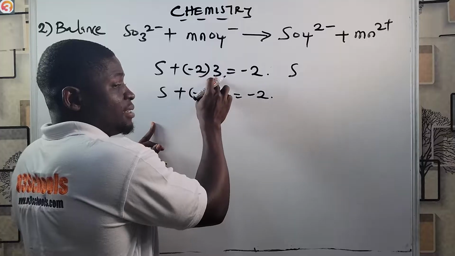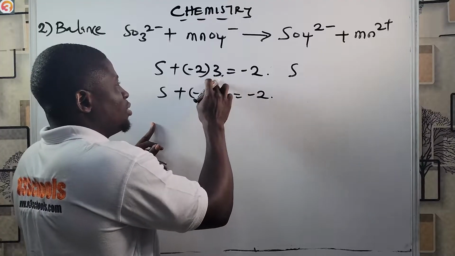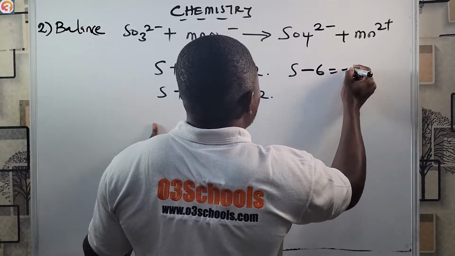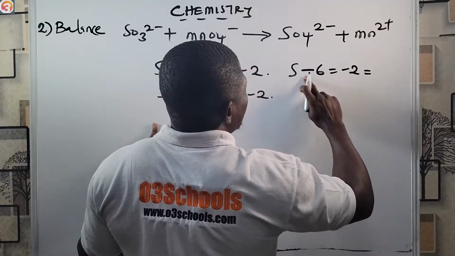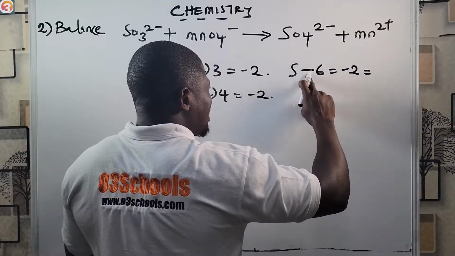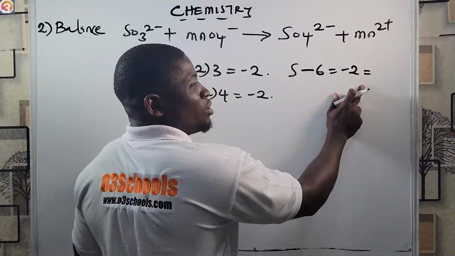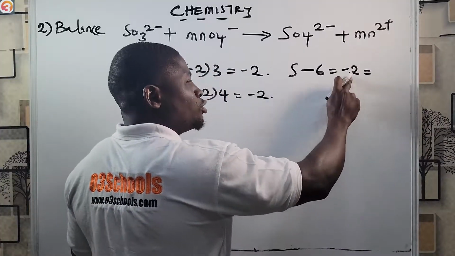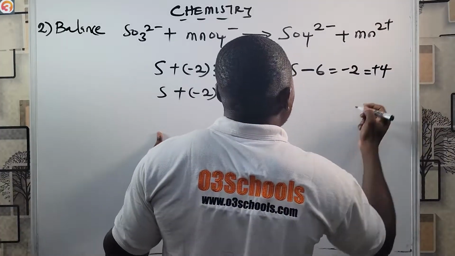Minus 2 times 3 is minus 6, right? I'm going to have S minus 6 is equal to minus 2. That means minus 6 will come to this side. So minus 6 is crossing the sign of equality, it turns to plus 6. Plus 6 minus 2 is 4. I want to have plus 4.